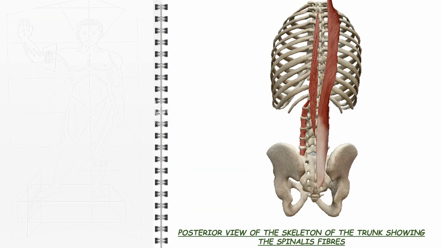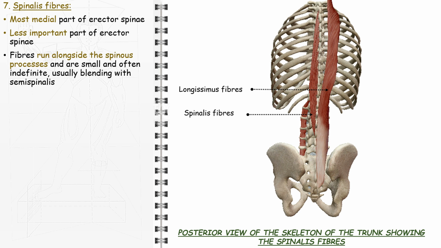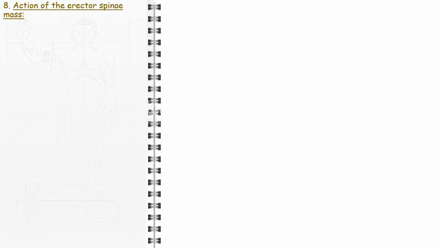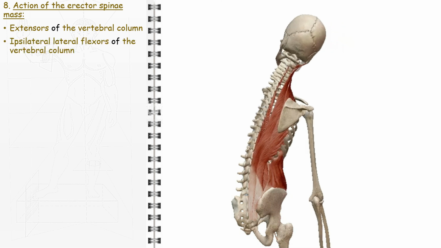The spinalis fibers are the most medial and less important part of erector spinae. They run alongside the spinous processes and are small and often indefinite, usually blending with semispinalis fibers. The action of the erector spinae mass produces extension of the vertebral column and ipsilateral lateral flexion of the vertebral column.